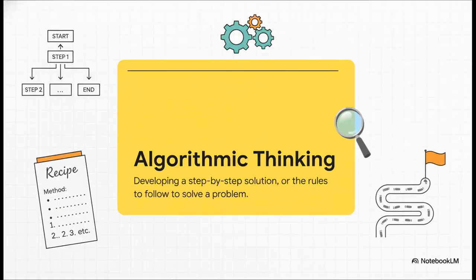And rounding out our big three, we have algorithmic thinking. So you've used abstraction to get rid of the noise, and you've used decomposition to break the problem down. What's next? Well, you need a plan, right? A step-by-step guide. The best way to think about it is like a recipe for a cake. It's a precise set of instructions that, if you follow them exactly, you're guaranteed to get a perfect cake every single time. That recipe? That's your algorithm.